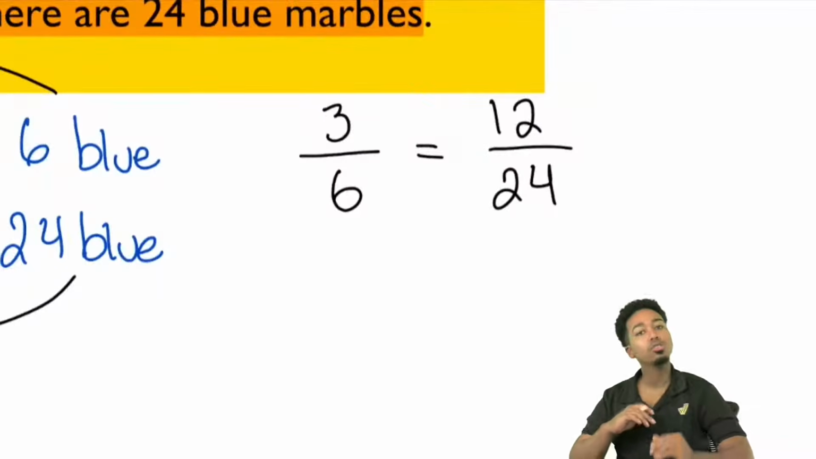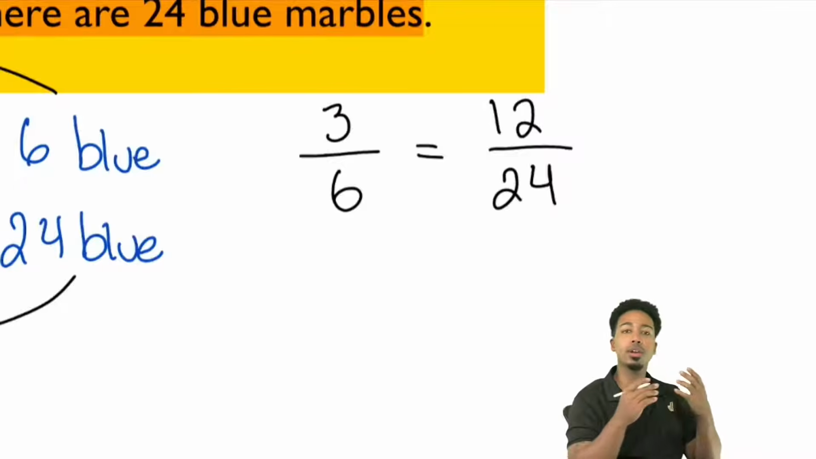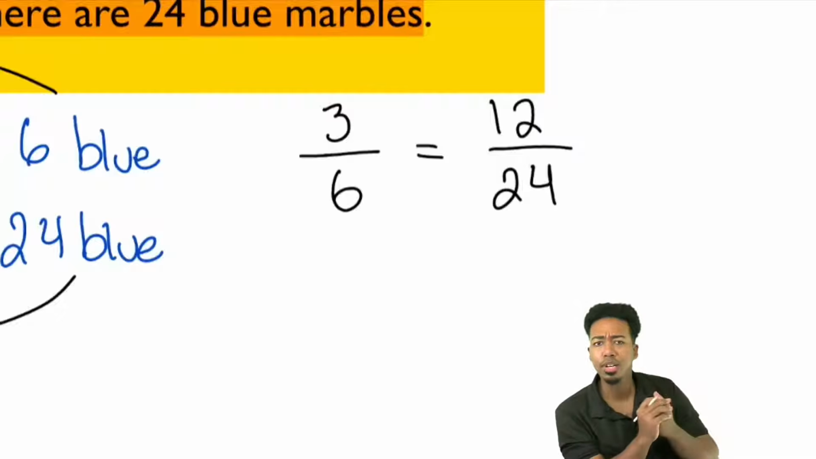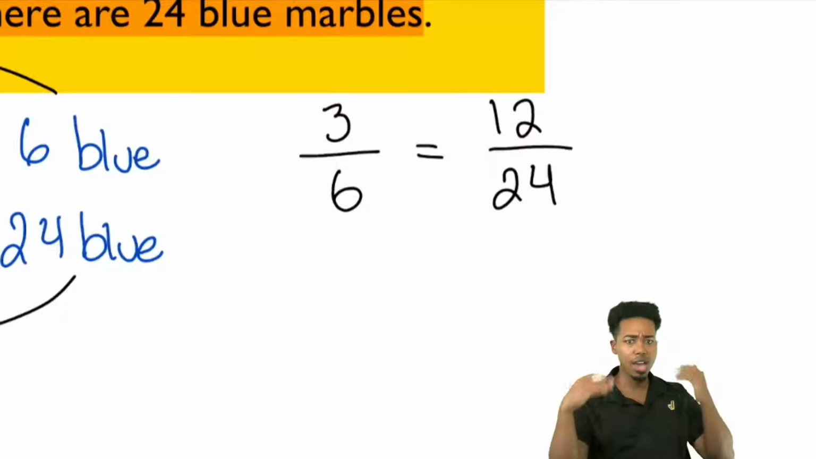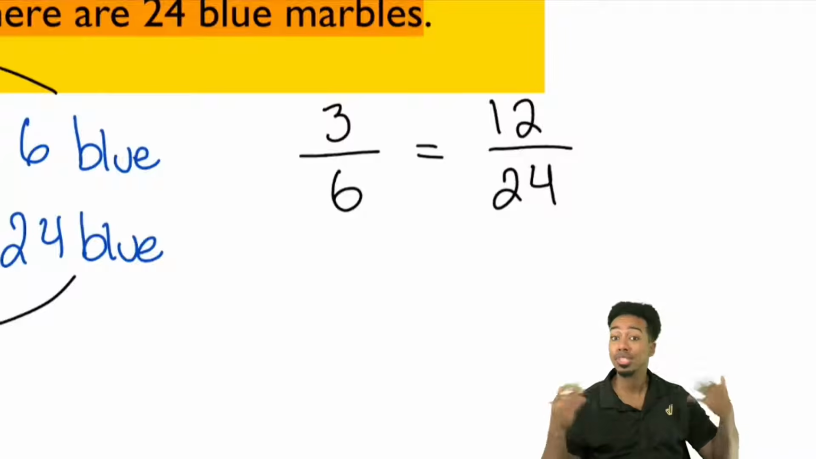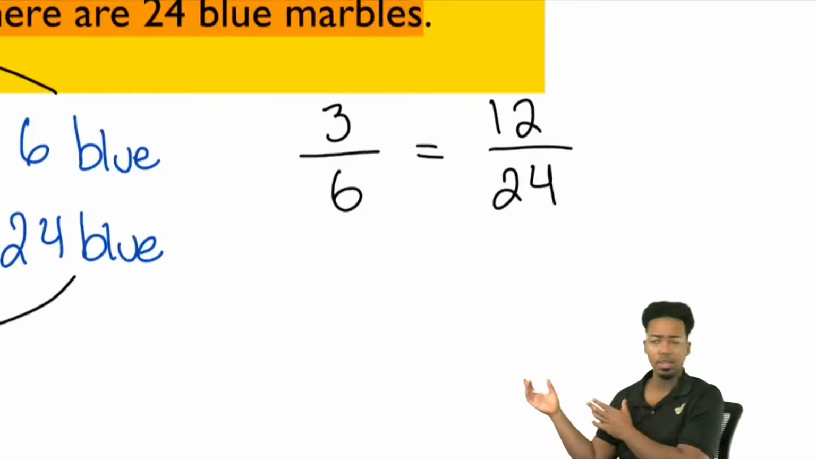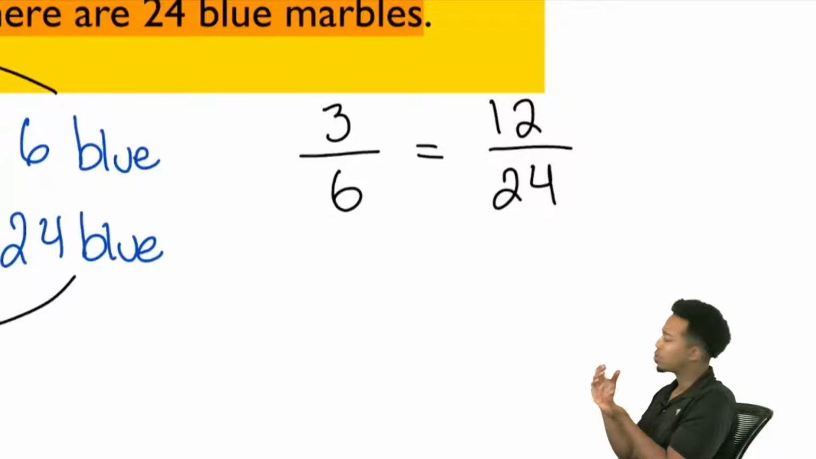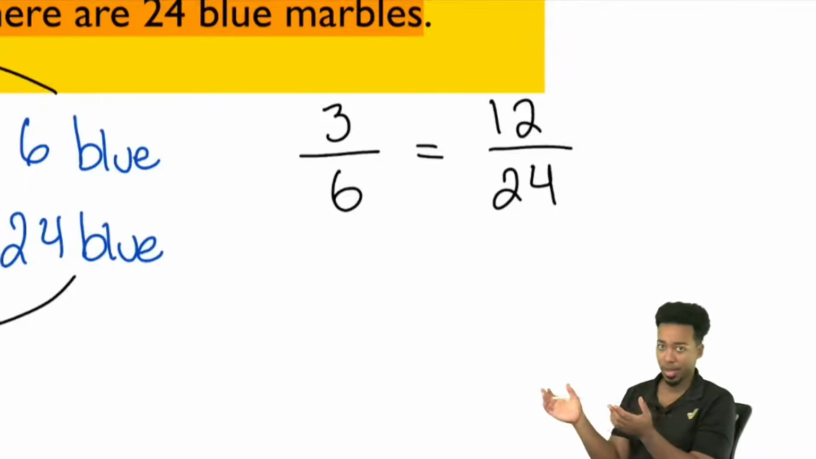All right. So just like we said earlier, when we compared that 1 over 2 and 5 over 10, we saw that, again, 1 was half of 2, 5 was half of 10. So they were the same fraction because there was the same comparison. This is the same thing. 3 is half of 6 and 12 is half of 24. So we already know that.